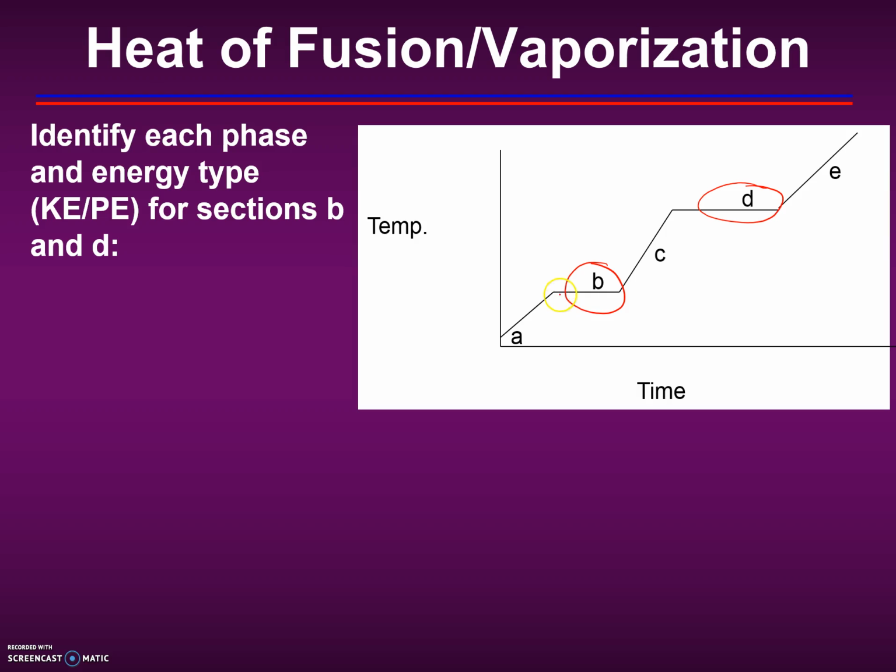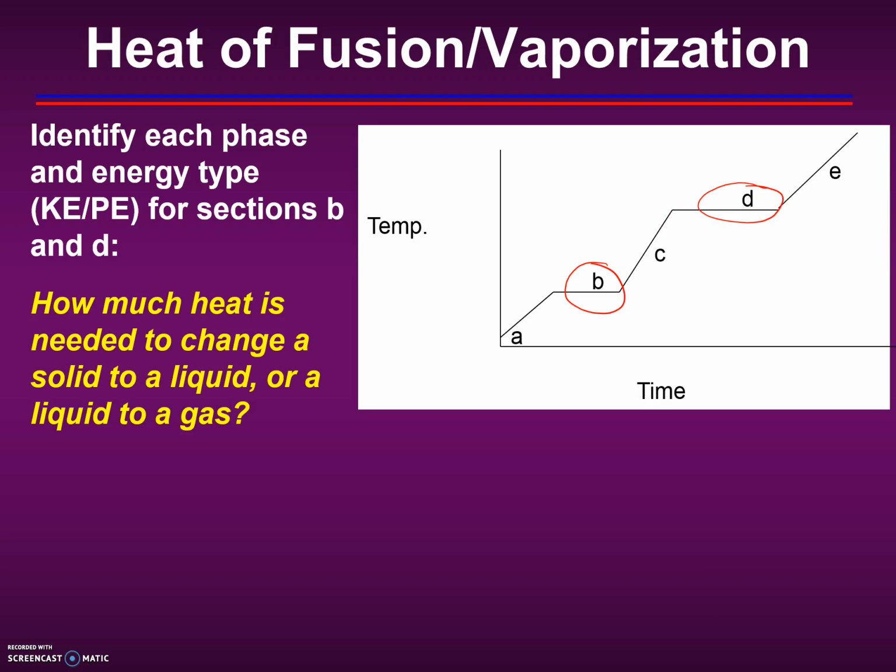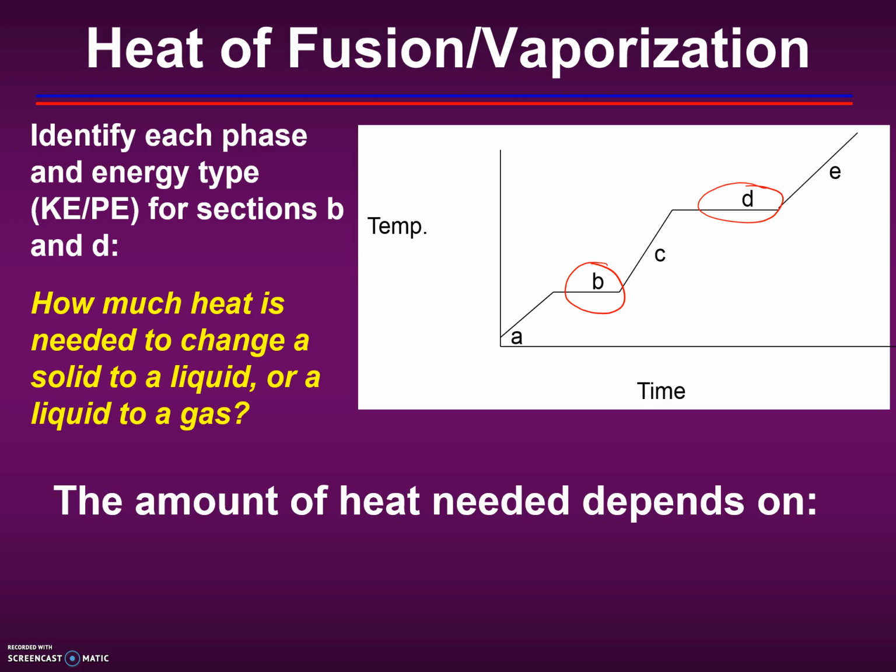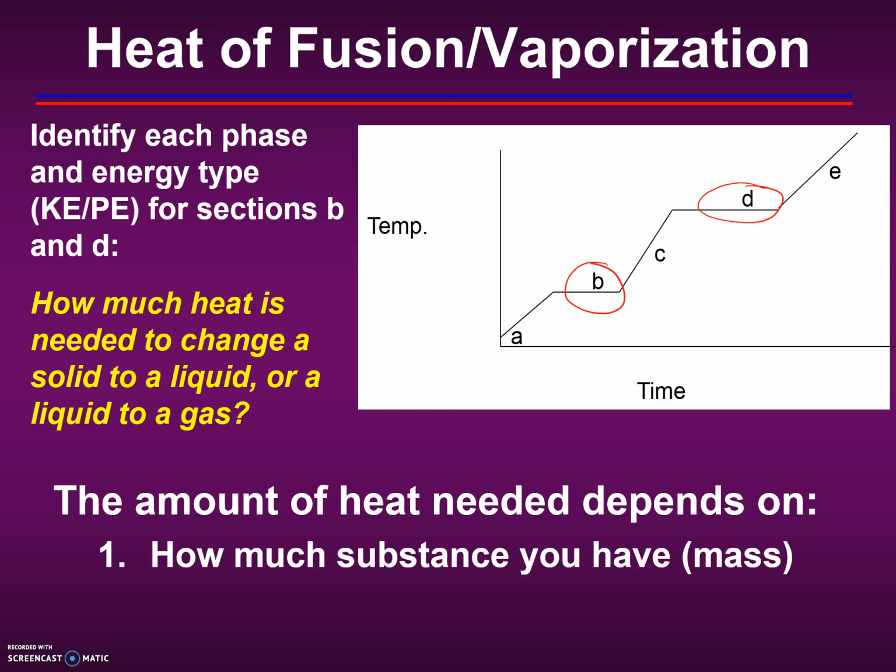And obviously, we have to put heat in to melt ice, or we have to put heat in to boil water. So the question that we need to answer is how much heat is needed to change a solid to a liquid or a liquid to a gas? Well, there's two things that the heat depends on. It depends on how much substance we have, because it's going to take a lot more heat to melt an iceberg versus melting an ice cube. And then the actual substance itself.